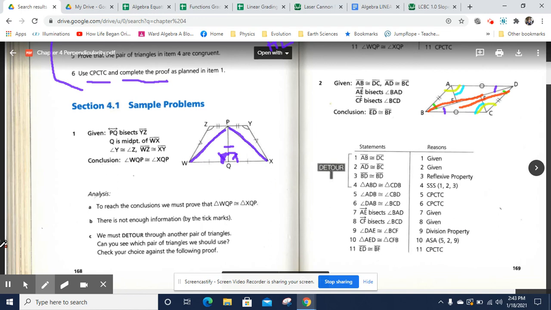All right, so that's what you're going to be working with. You're going to be trying to figure out if you have enough information to prove two triangles are congruent. If you don't, then you're going to see what you would need and find triangles that you could prove congruent, and then use CPCTC to prove the missing or unknown parts are congruent. And that's called the detour. And then you'll prove finally that the triangles that you're looking for are congruent.